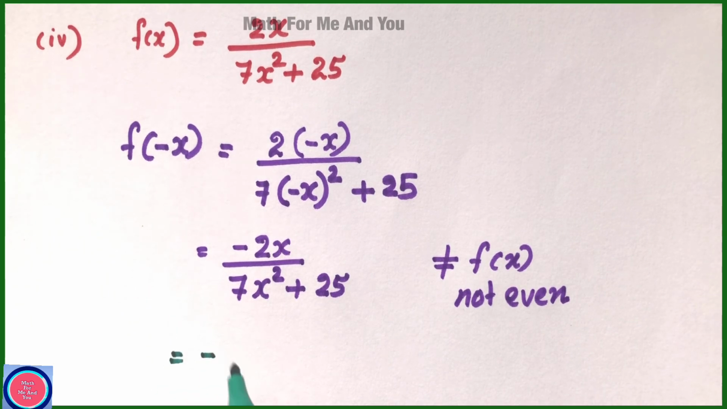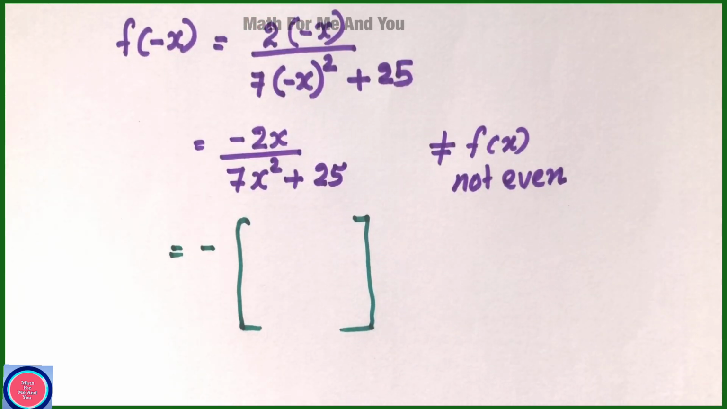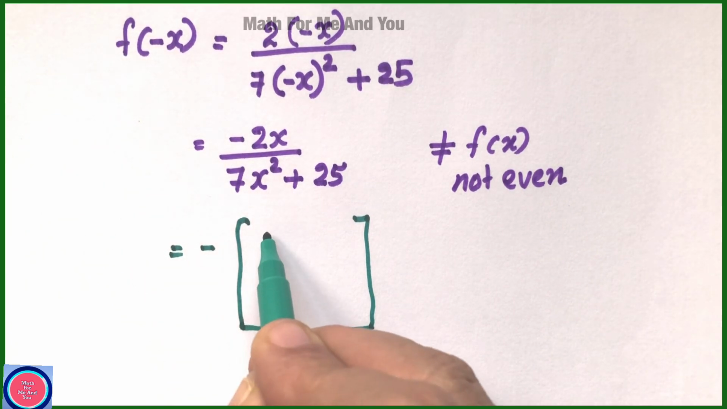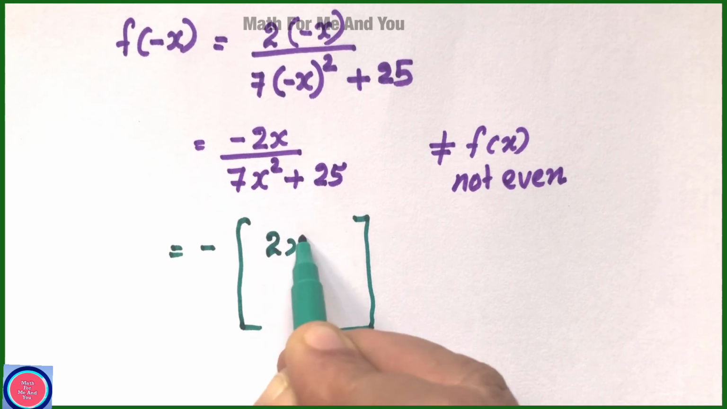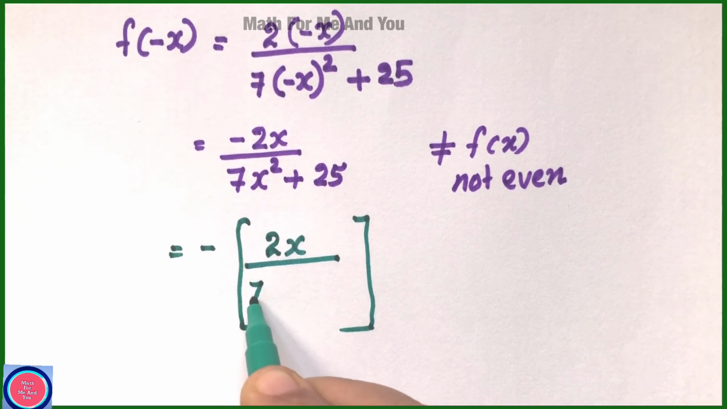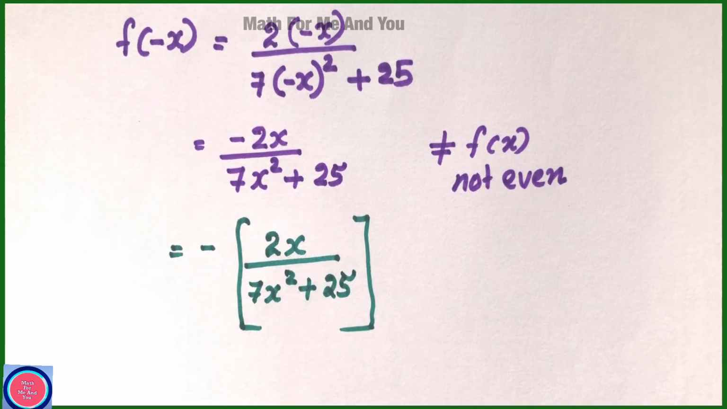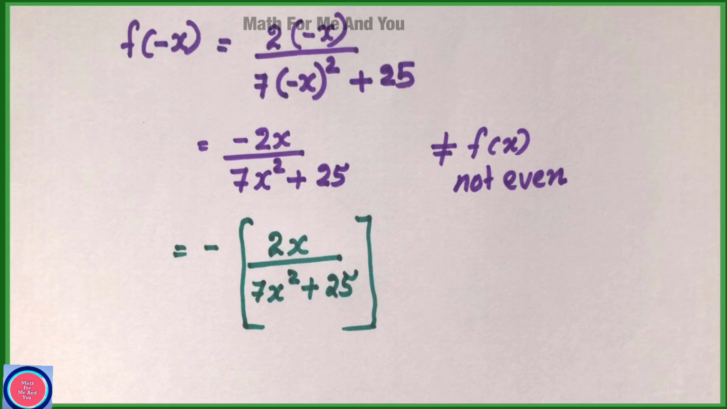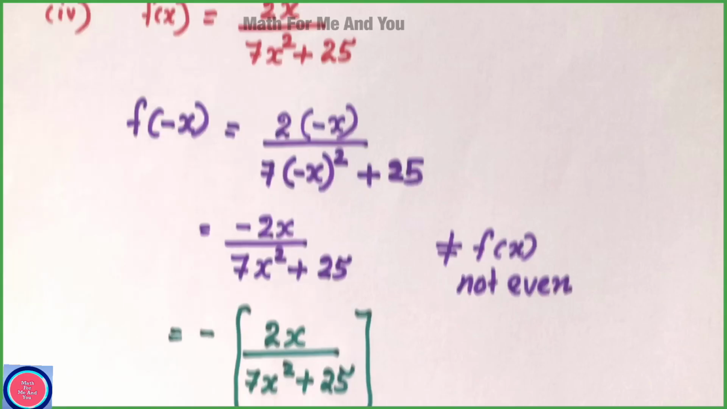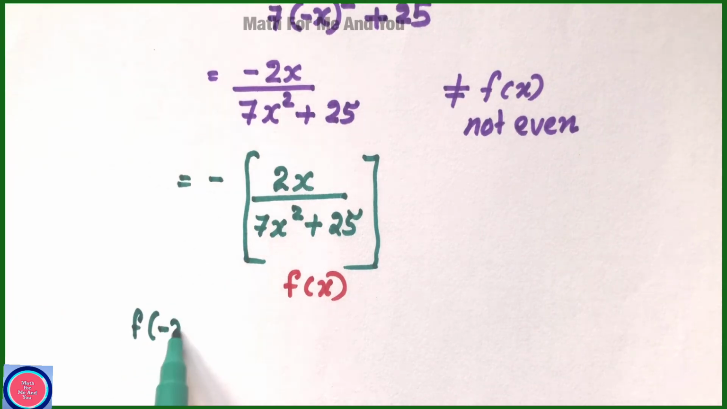How can we continue? Take negative and write the remaining terms inside the bracket. But here the function is a rational function with a numerator and denominator. We take the negative from either the numerator or the denominator, not from both. I'm taking it from the numerator, so it becomes 2x inside the bracket, and the denominator 7x square plus 25 stays as it is. Now we look at the bracket, which is 2x over 7x square plus 25. And the given function, are they the same or not? Yes, they are the same, it is f of x.